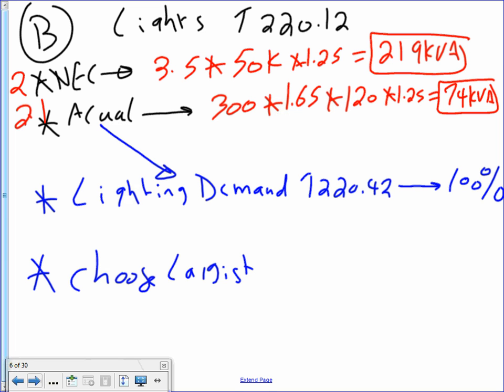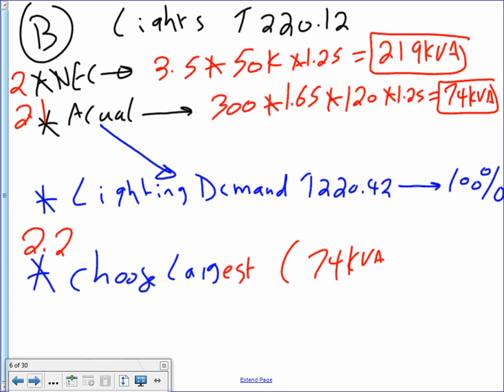Okay. Lighting demand load 220.42, guys, gives you a demand load lighting of 100%. So you don't do anything with the light. The demand load, you don't cut it. If you go to 220.42, you don't cut it. Then choose the largest. This is step 2.2. It says choose the largest of the two.